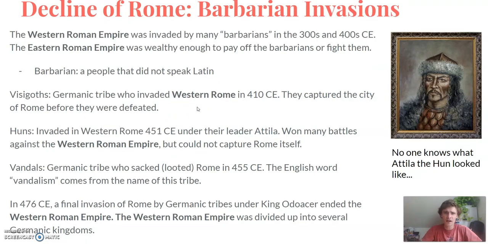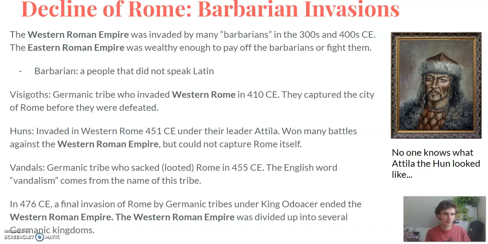So the decline of the Western Roman Empire happened because of barbarian invasions. And barbarian was a Roman term for people that didn't speak Latin. It's kind of like a derogatory word, and the Romans used it because they thought that people who didn't speak Latin, their language sounded like bar, bar, bar, bar. So they called them barbarians. But it refers to the Germans and the Asian people that invaded the Roman Empire and attacked them.